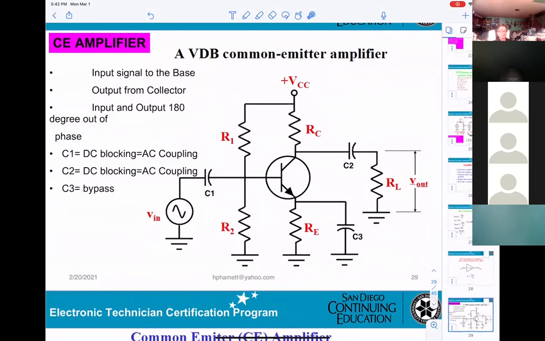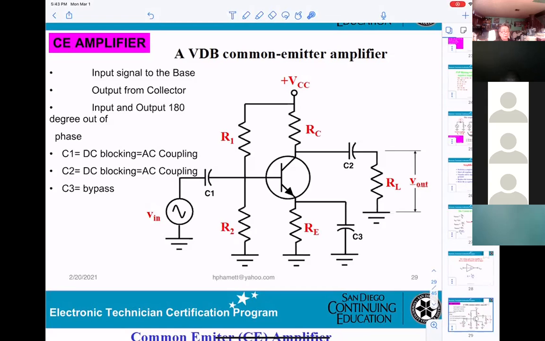When they say common emitter, the emitter will be grounded in the AC circuitry. Common collector means the AC collector will be grounded. And common base, the AC base will be grounded. So when you're looking at the circuitry, you must recognize whether it is a common emitter, common collector, or common base.